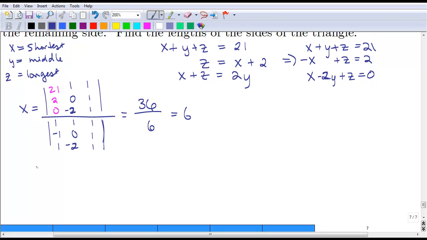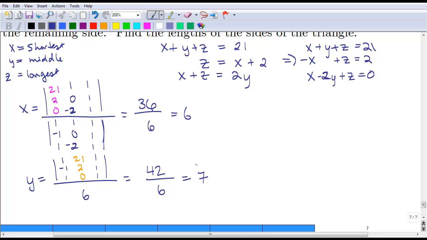Cramer's rule. So if we set up for y, we already know our denominator is 6. This time we're replacing the middle column, so this is 1, negative 1, 1. We'll replace the middle column with our 21, 2, 0. And finally we have our column 1, 1, 1. This will result in a determinant of 42 over 6, which gives us 7. And again, at this point we could easily find that the longest side is going to be 8, because 6 plus 7 plus 8 would be our 21 that we need.